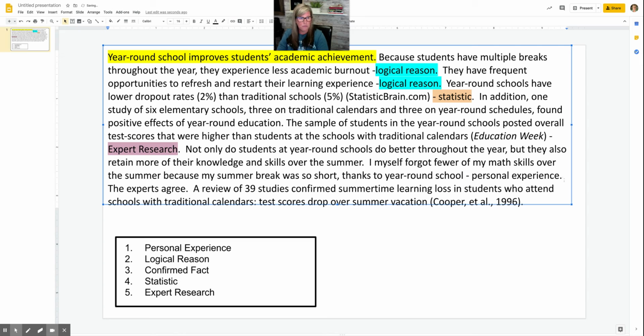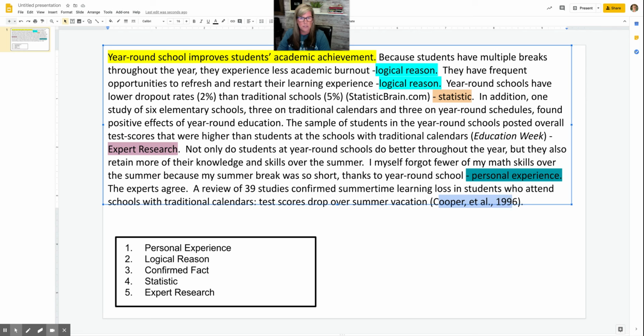Now we have 4 types of evidence that we've seen so far. I'm going to highlight that a different color here. Maybe this teal color. And then it says the experts agree. So this is kind of like a transition, a segue into telling the readers, I'm about to give you information from an expert. A review of 39 studies confirmed summertime learning loss in students who attended school with traditional calendars. Test scores drop over summer vacation.